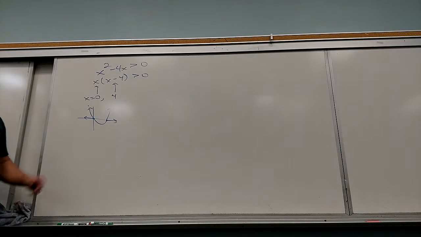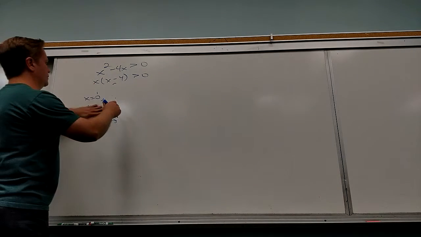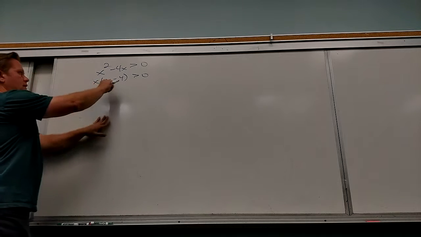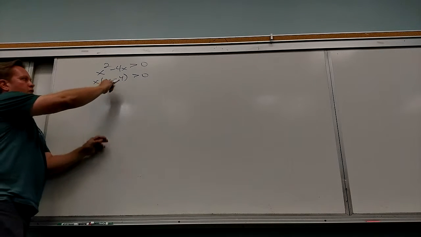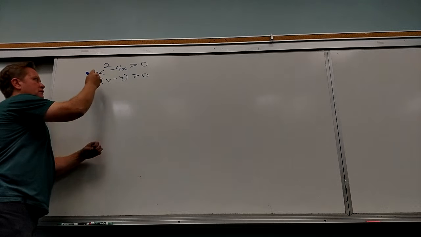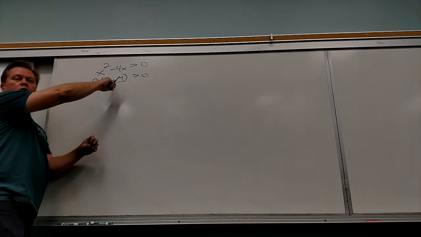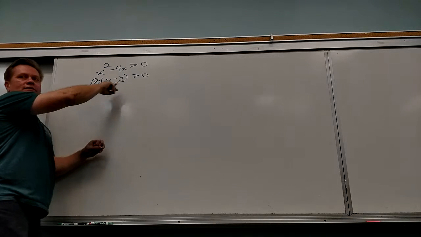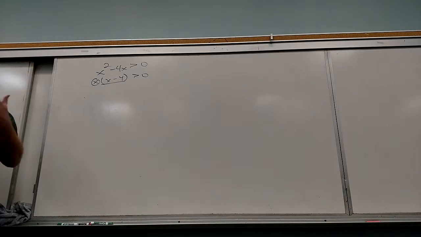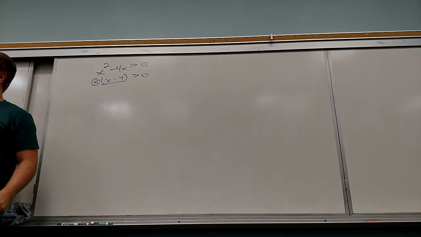Okay. Another way you could kind of tease this out is, do you see how I've written this as x times this? The only way for the result to be positive is if x is positive and this is positive, or x is negative and this is negative. Then the product would be positive. I mean, there is a way to do it that way too. That's enough of that one.